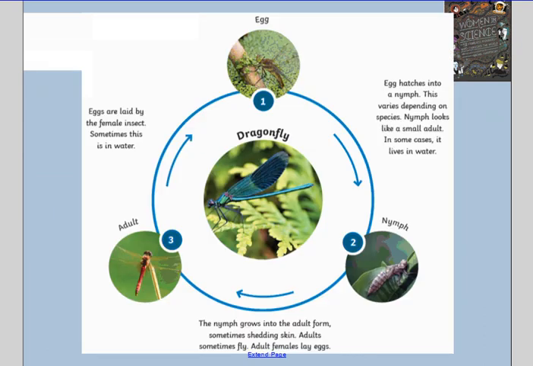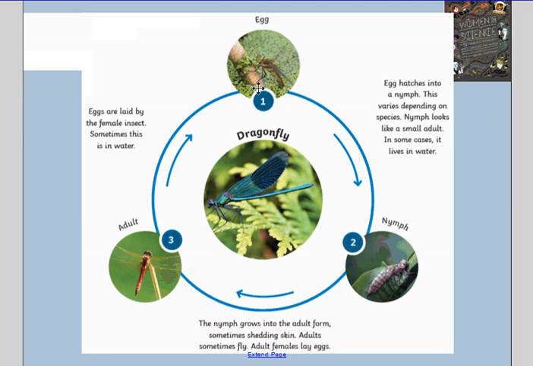Now, a dragonfly goes through incomplete metamorphosis. And when we think about metamorphosis, remember when we were looking at the difference between mammal and amphibians, and we said about the frog and the dog, how different they looked when they were young. And that gives us a real clue as to whether an insect goes through complete or incomplete metamorphosis.